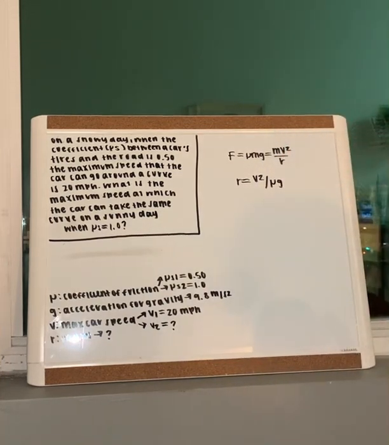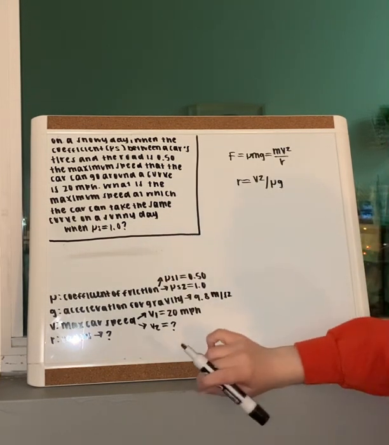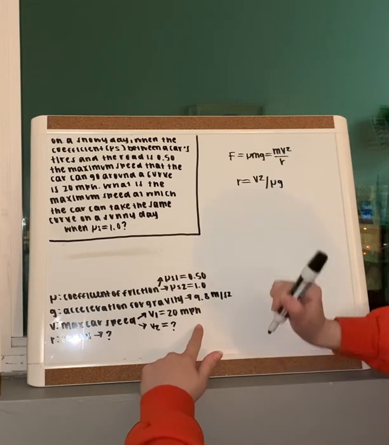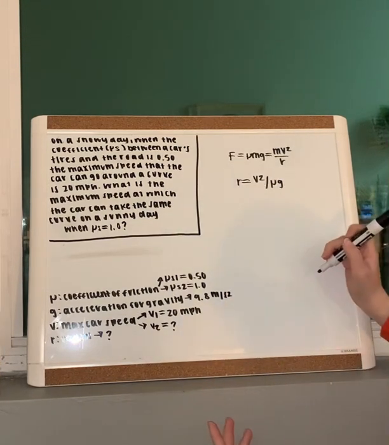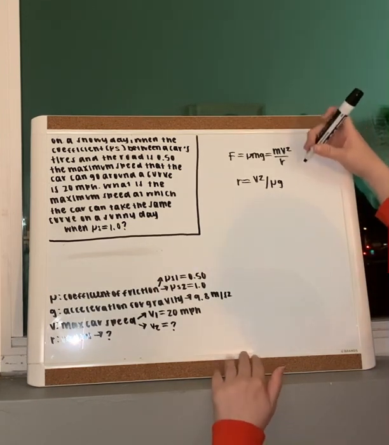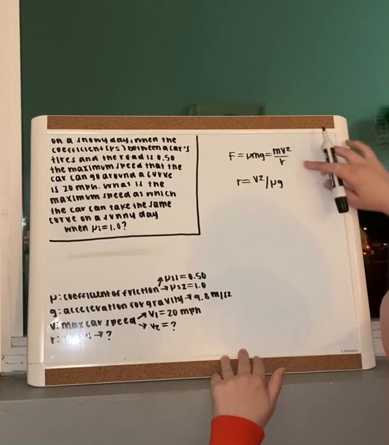Okay, so we're just going to set radius equal to that max car speed squared divided by the coefficient of friction times gravity. I'm just going to plug those values in. Also very important, you have to change the miles per hour to meters per second. That way we have equal units. I'm going to do that over here.